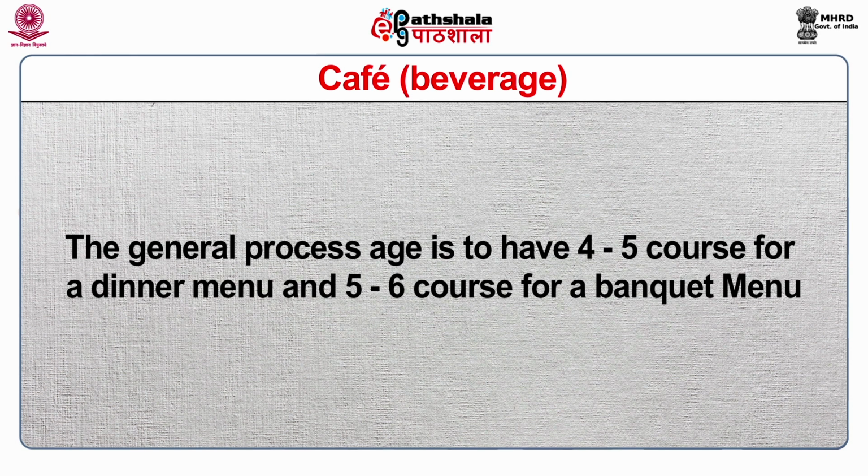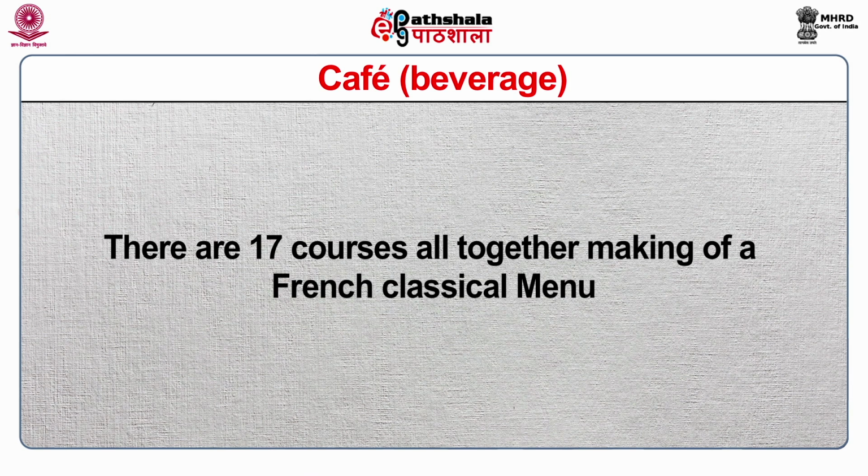The general process is to have 4 to 5 courses for a dinner menu and 5 to 6 courses for a banquet menu. There are 17 courses altogether in the making of a French classical menu, but in recent trends, there are only 11 courses which are taken out from these 17 courses. We also explained how the sauces and accompaniments play an important role in menu.